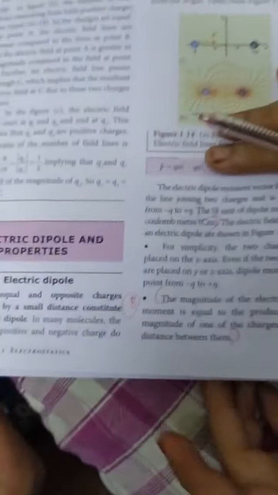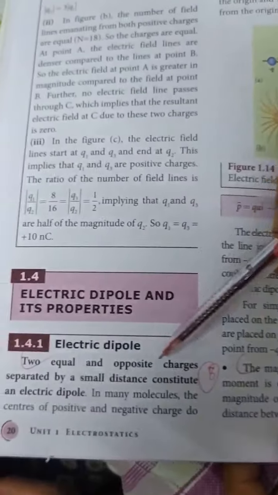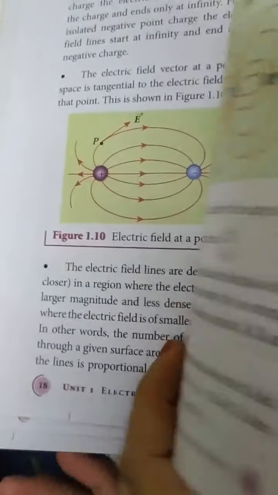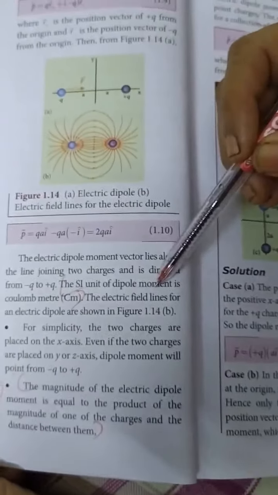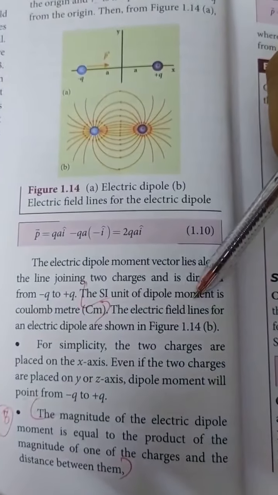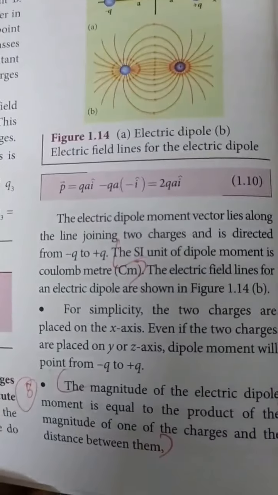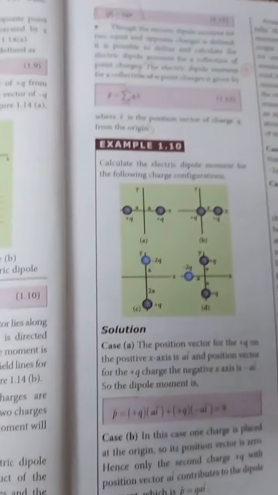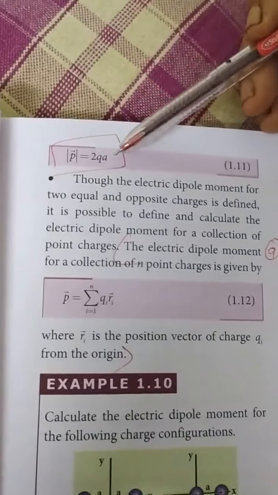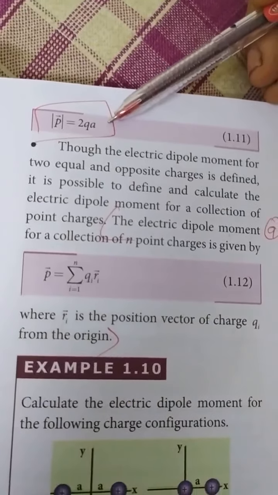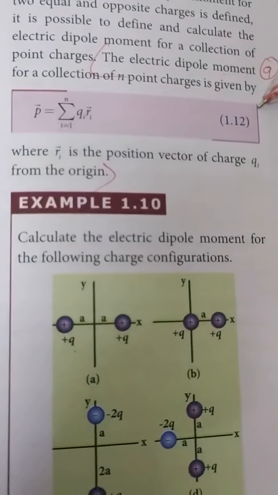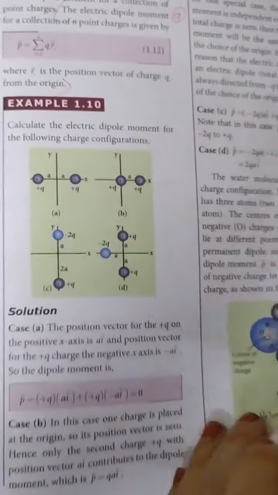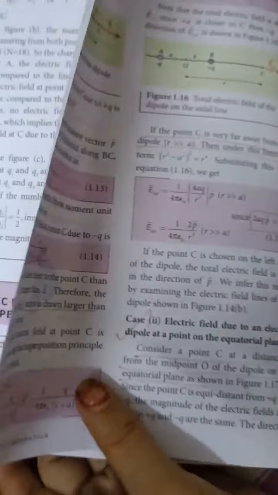And next you are to study about the dipole definition here, and the examples for dipole. The SI unit of dipole moment is Coulomb meter, that you have to study. This is electric dipole moment, and the equation for electric dipole moment is P vector equal to 2qa. And this is the dipole moment for a number of charges. This you have to study, and you have to read all the example problems.